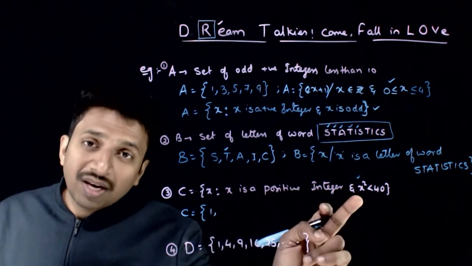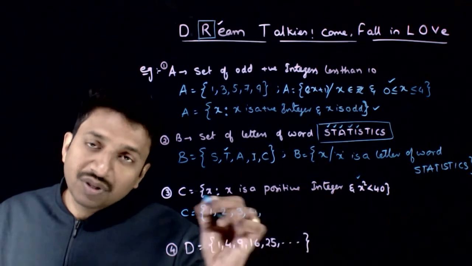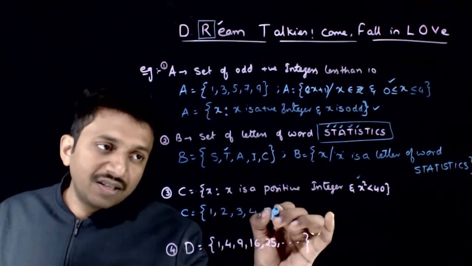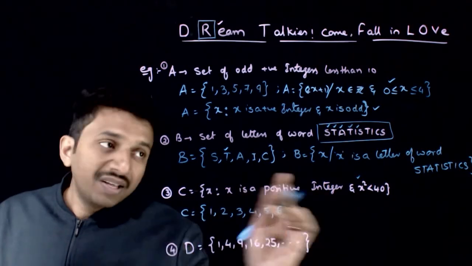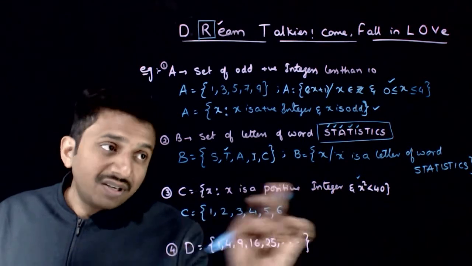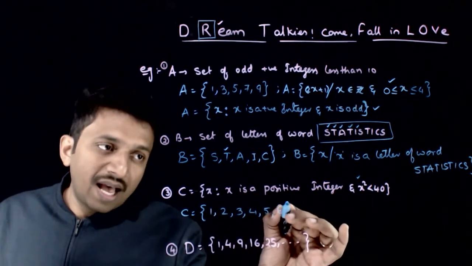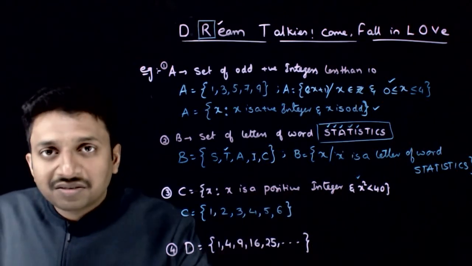So is 1 square less than 40? Yes. 2 square is also less than 40. 3 square is less than 40. 4 square less than 40. 5 square less than 40. 6 square is less than 40. But 7 square. So if you take the element 7, 7 square is greater than 40. So 7 does not belong to this set. So you have only elements till 6.